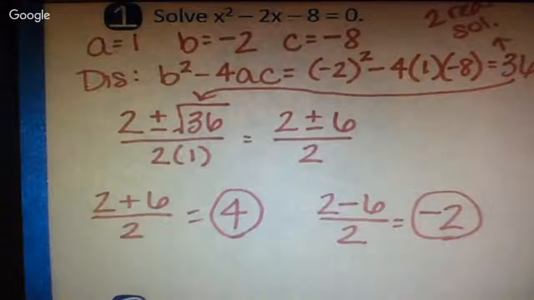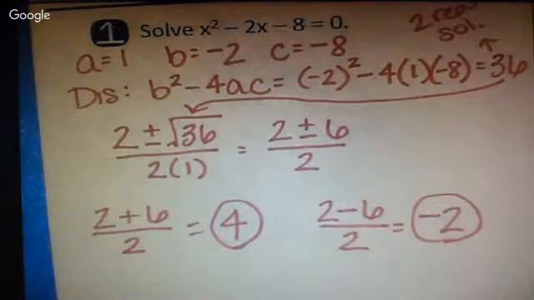You just found out where this graph crosses the x-axis. These are your x-intercepts. It crosses at +4 and -2. So that's our answers? That's your answers, 4 and -2.